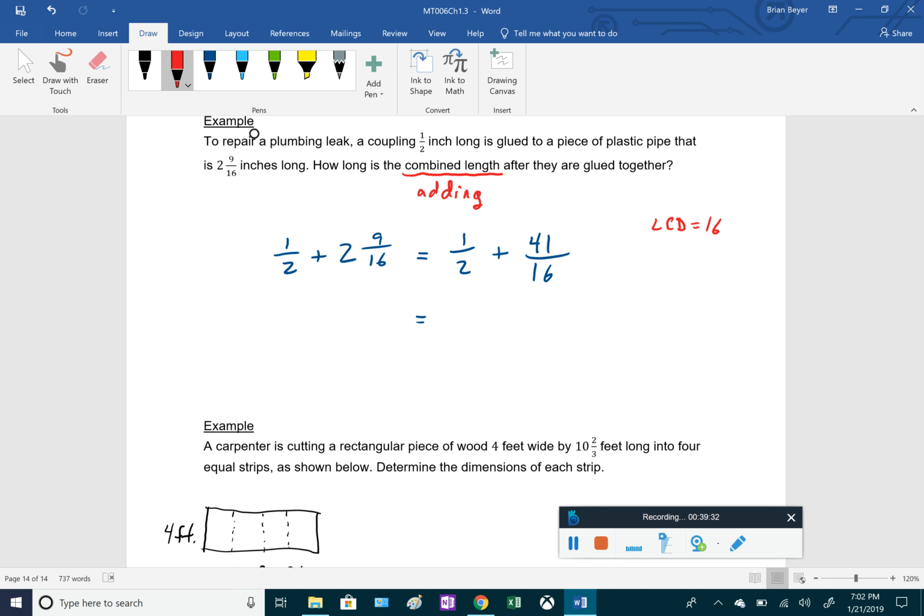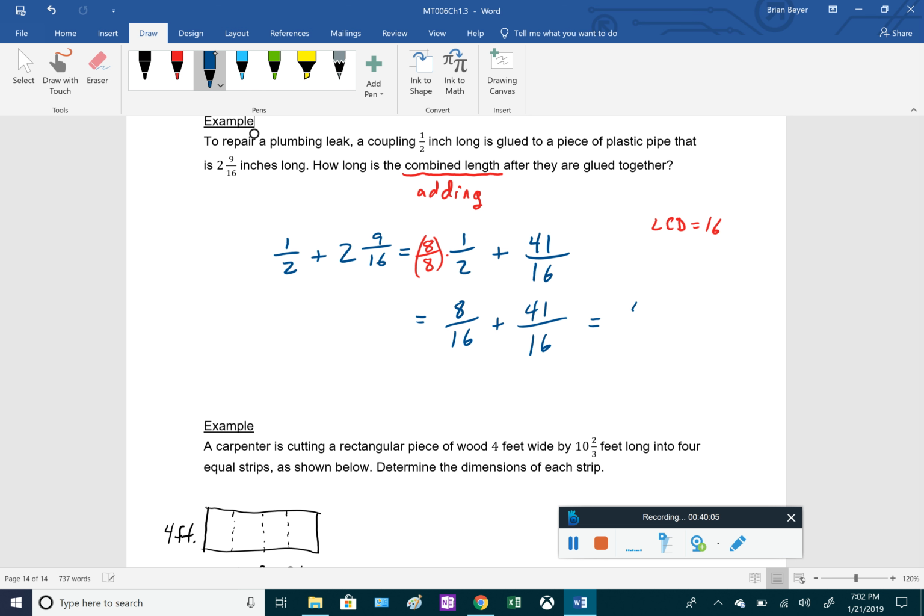The multiples of 2 are all even numbers, 2, 4, 6, 8, 10, 12, 14, 16. Multiples of 16 are 16, 32, 48, and so on. So the one that they have in common, that's the smallest, is 16. So in order to get from 2 to 16, we need to multiply by 8 over 8. So the first fraction becomes 8 over 16, and then plus that 41 over 16.